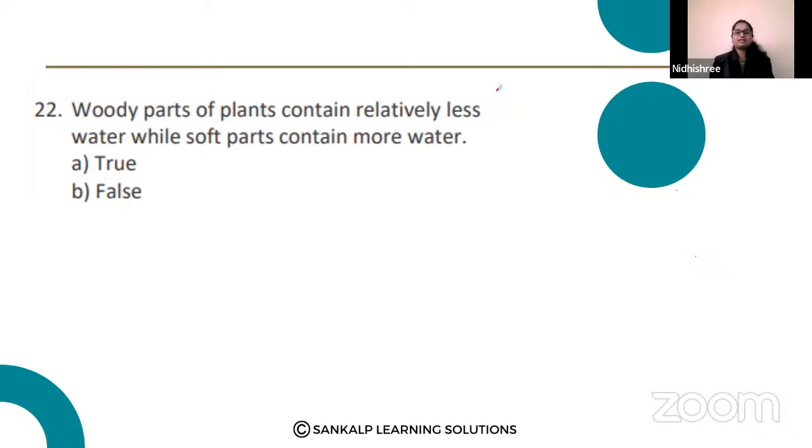So here, woody parts will mainly comprise dead tissues, guys. Dead tissues, right? So they will not contain the water. That means water quantity will be less. Why? Because the cells are dead. While soft parts will consist of living cells. So that is why statement A is true. Okay, the statement is true. Next question.